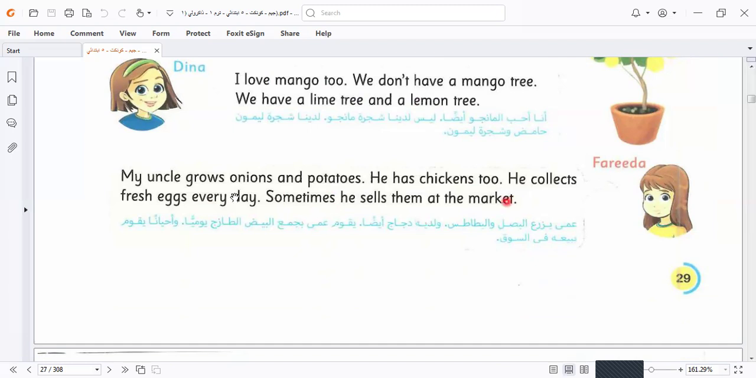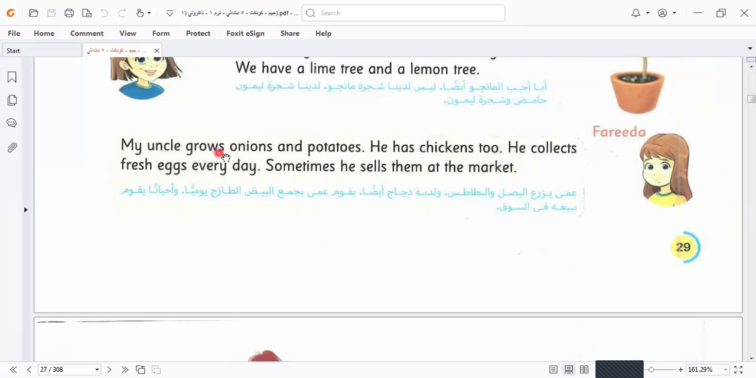Here we use what? We use the simple tense. I would like you to see with me. Grows, we have here. Has, we have here. Collects, we have here. All this expresses what? Simple tense. Collects, we have here. Sells, okay?